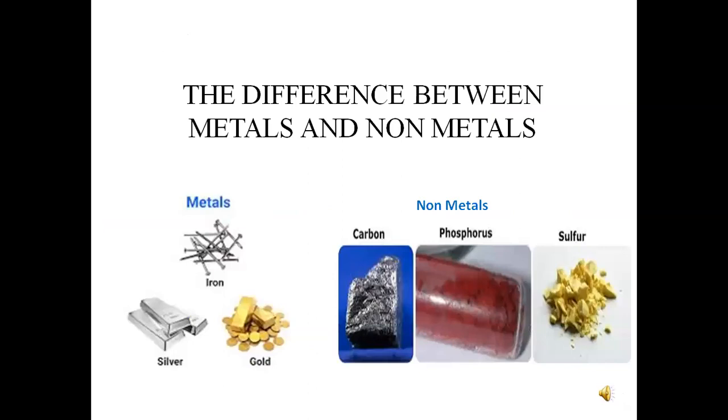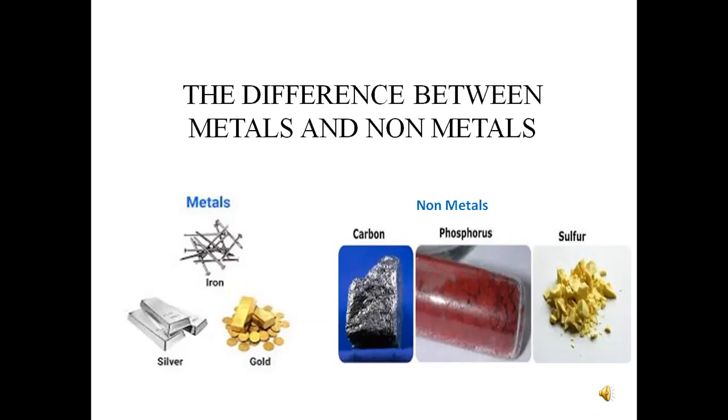Next, the difference between metals and non-metals. Here, these are the examples of metals and these are the examples of non-metals. Iron, silver, gold are metals. Carbon, phosphorus and sulfur are non-metals. Can you tell any difference between metals and non-metals? Yes. Metals have a shiny surface and are hard, but non-metals have a dull, non-shiny surface.